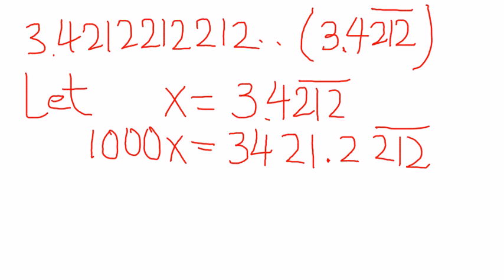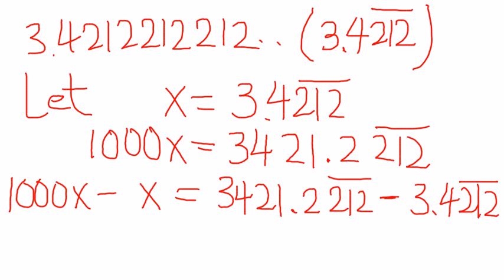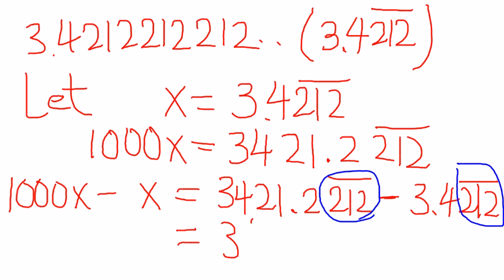So and then we follow the same step here. We do the subtraction. 1000x minus x is equal to 3421.2, with 212 as the repeating pattern, minus 3.4212. So now please check on your own. Although the numbers behind the decimal cannot be cancelled out exactly, we still can cancel out this repeating pattern, which is the most important thing we do here. So the right side looks like 3417.8, and the left side 999x.